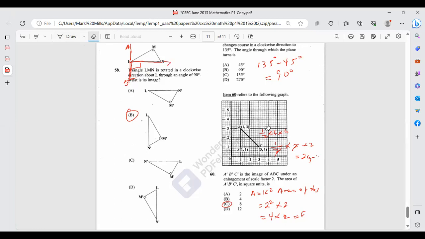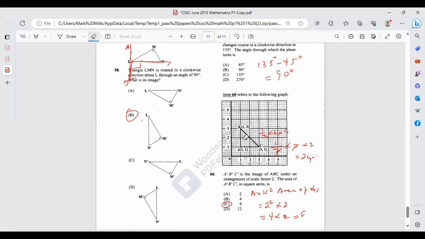Okay, so for number 60, look at it, they say the area of A prime, B prime, C prime, right? So what they're asking for is the area of the enlargement, meaning the big one, right? Now, how do we find the area of enlargement? It's K squared times the area of the object. What is K? The K is what you call the scale factor. We are given the scale factor, which is 2. So that is 2 squared. Are you seeing that? Then times the area of the object. The area of the object is the area of the original figure which we are given.